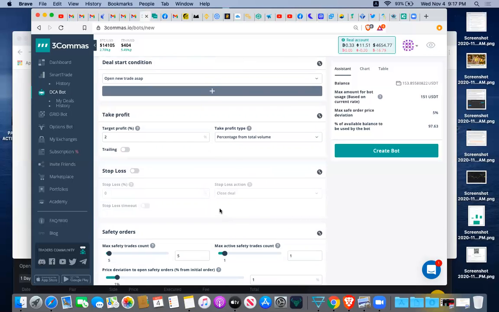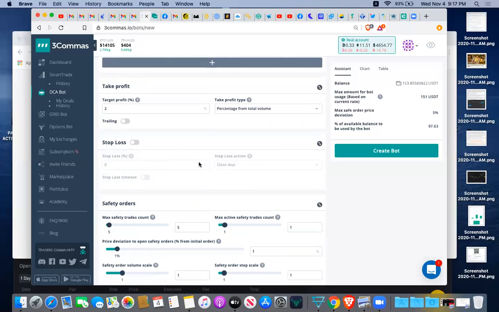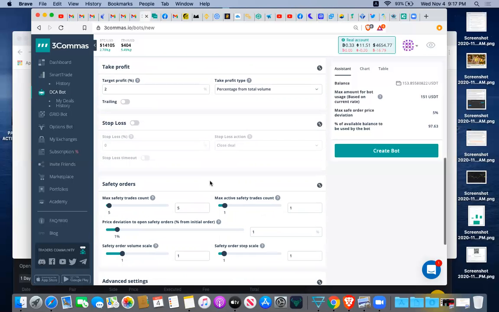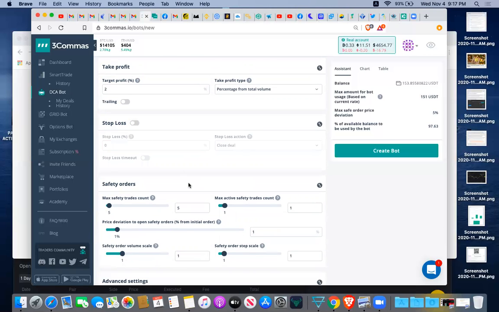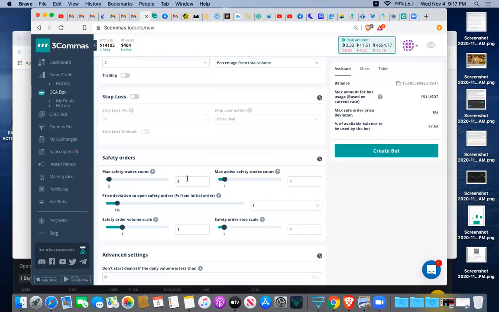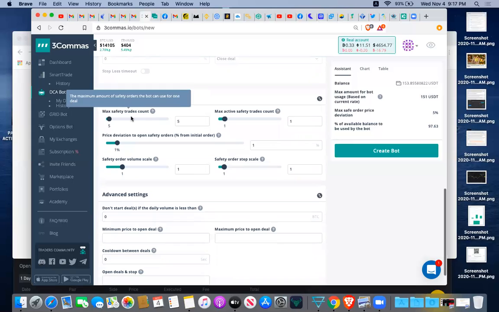All right. Now, stop loss. I do not make use of stop loss. Okay. If you say stop loss, I do not make use of stop loss. Okay. So now let's leave that. Now, maximum safety trade count, 5 times.